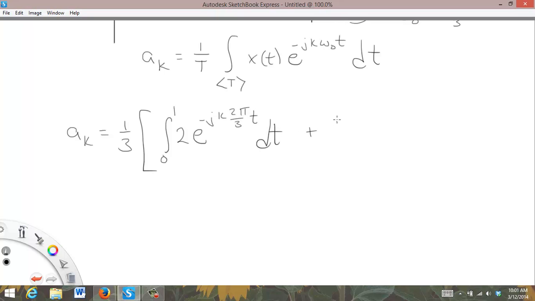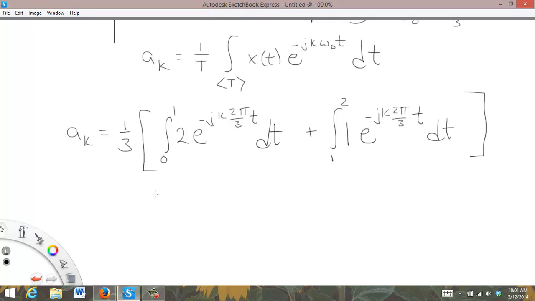And then I also have the integral from 1 to 2, and x is 1 in that interval. I'll go ahead and write it in: e to the minus j k 2 pi over 3 t, and then dt. And then over the last interval from 2 to 3, x is 0, so I am done. I don't need to integrate 0 times anything because it's just 0.